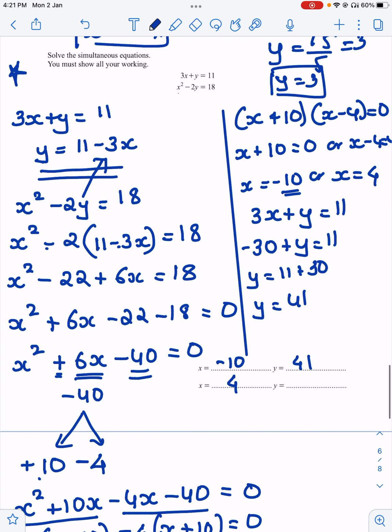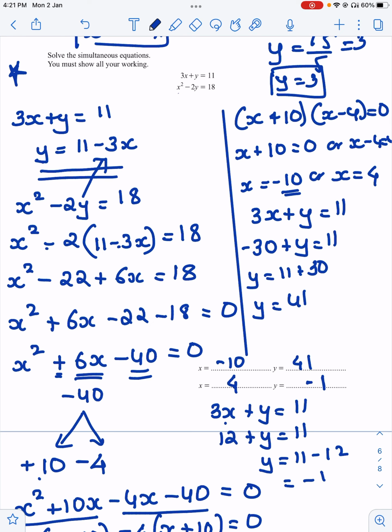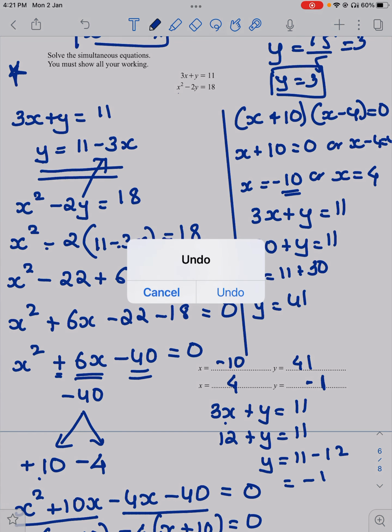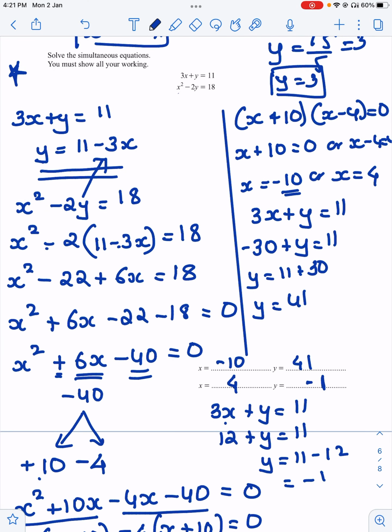Second, I substitute in 3x plus y is equal to 11. My second value is 4. 3 fours are 12. 12 plus y is 11. y is equal to 11 minus 12. y is equal to minus 1. My second answer is minus 1. This is how we solve it. One more sum to clear the concept.